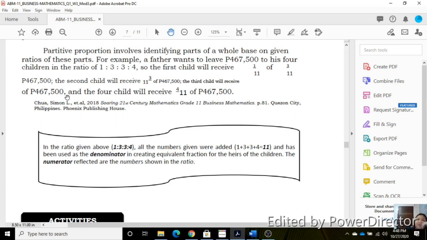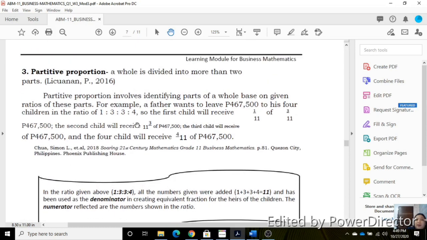467,500. So, yun yung unang child, and then the second child will receive 3/11 of 467,500, and the third child will receive 3/11 of 467,500, and the fourth child will receive 4/11 of 467,500. So, ganun po yung partitive proportion.